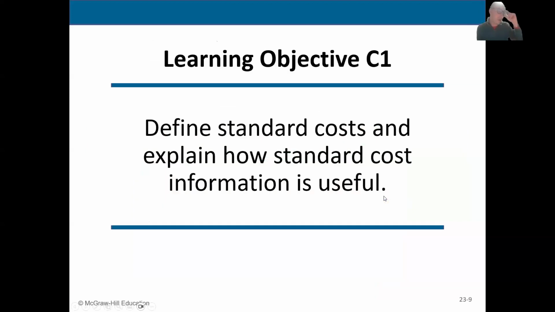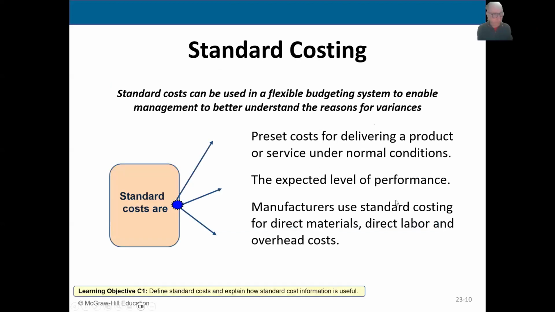Now, I've been talking about these variances. How do we find the variances? Well, as you found out, we take the actual cost minus the standard cost, also known as the budgeted cost. Okay? So, how do we find the standard cost or the budgeted cost? Let's talk about this here for a second.